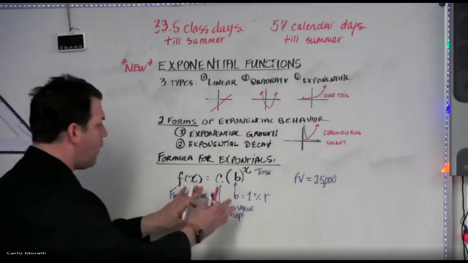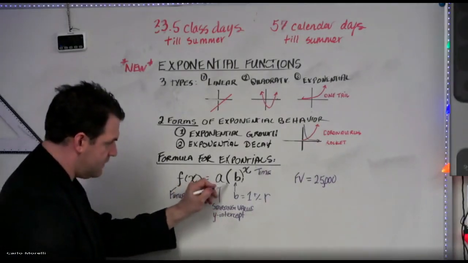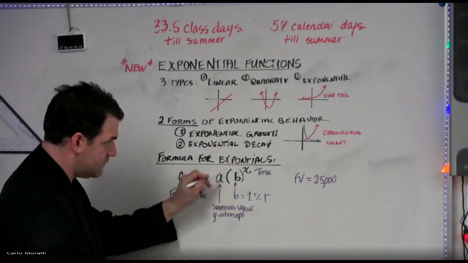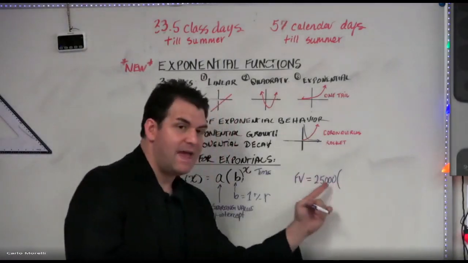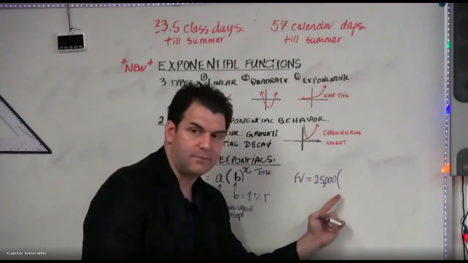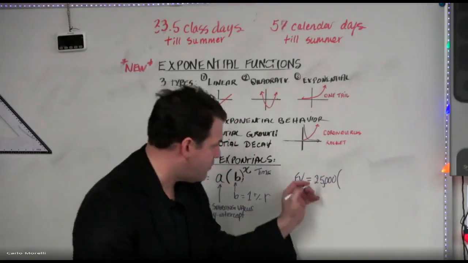Look at the form. What comes after that 25,000? What's this called? Parenthesis. You're not allowed to have anything in between that number and the parenthesis. There can't be a plus or a minus. It's got to just be the number and then a parenthesis.